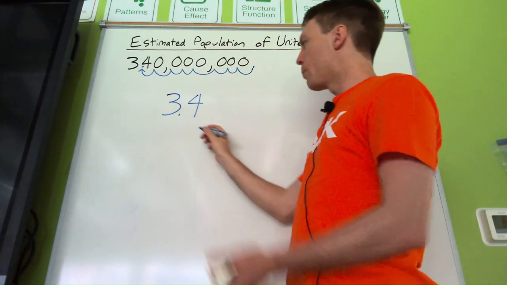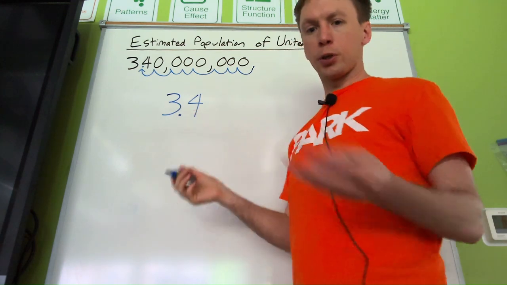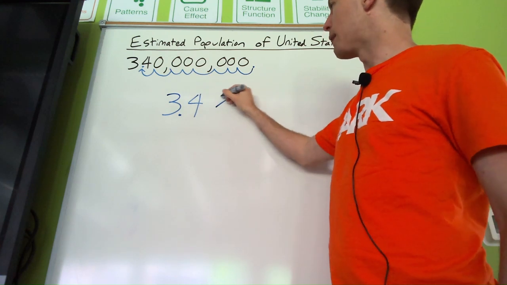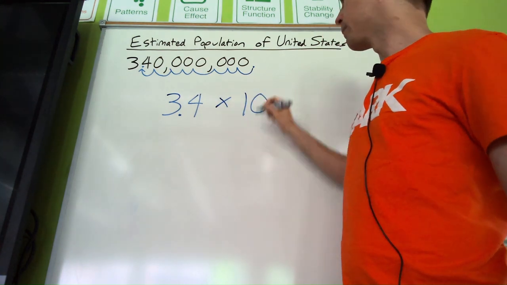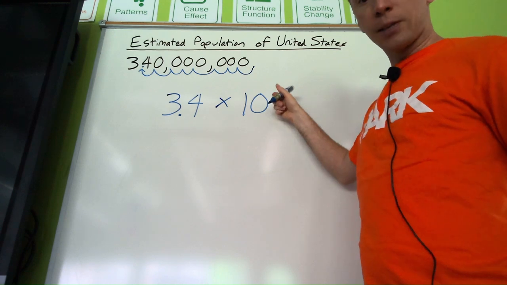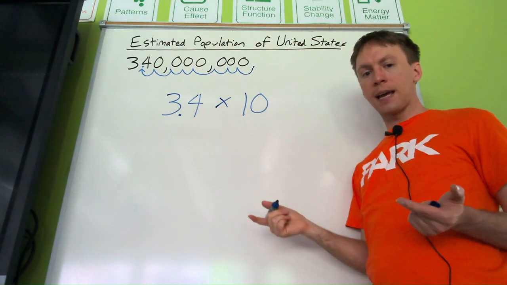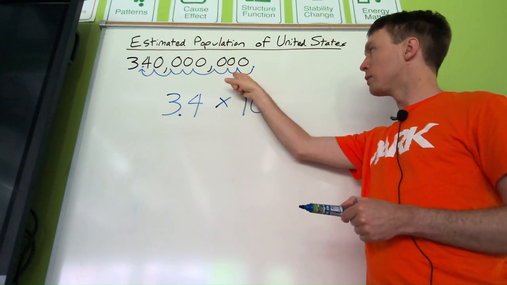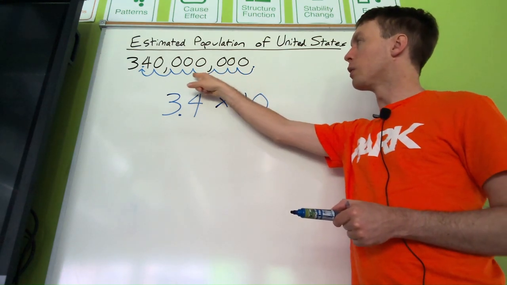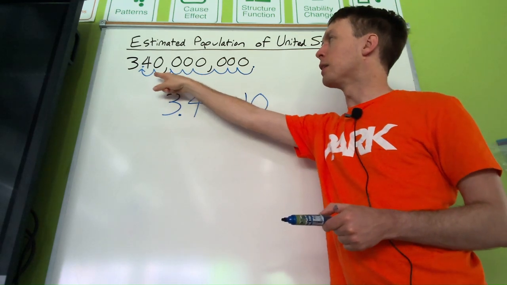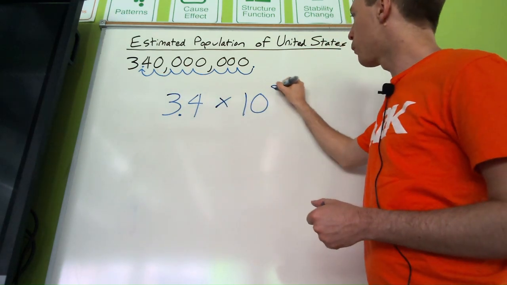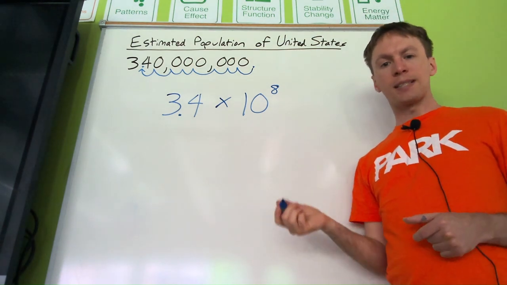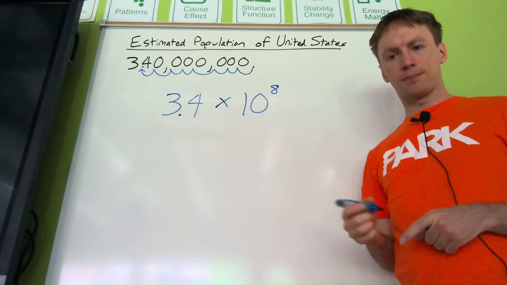And then by moving the decimal place over, it's a trick that we're doing that's actually showing how many times we're multiplying this number by 10. And so to get the exponent for this 10, we'll count how many times we moved it over. So 1, 2, 3, 4, 5, 6, 7, 8. And so 340 million is equal to 3.4 times 10 to the 8th people.